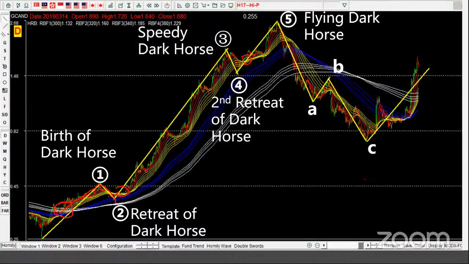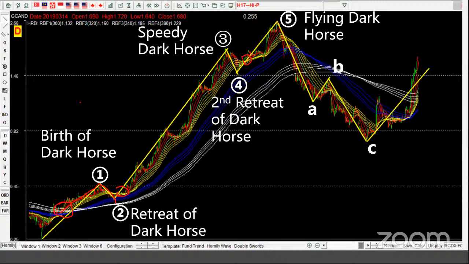So you see, sometimes the 5 waves of the wave theory might happen to overlap with the 5-horse chart based on the Homely rainbow. So that's why we see sometimes the two are related to each other. But it doesn't mean that for every chart, for every stock, the two theories can match 100%. For many times, they don't match.